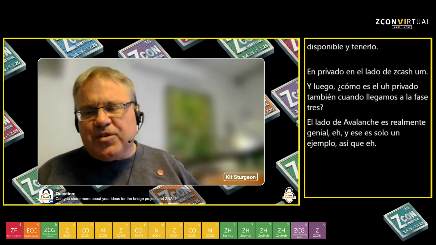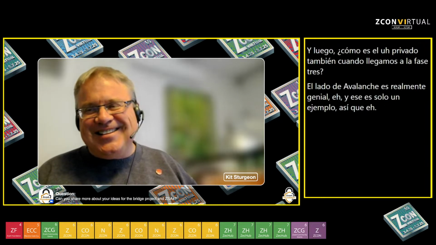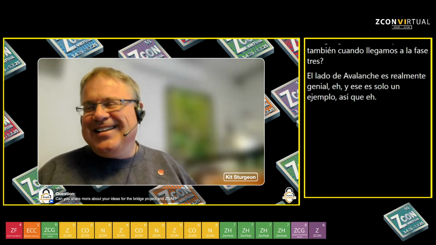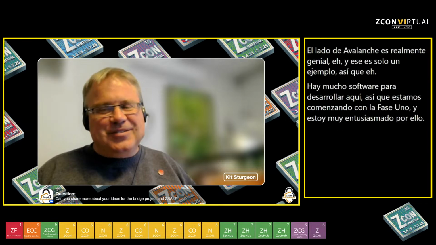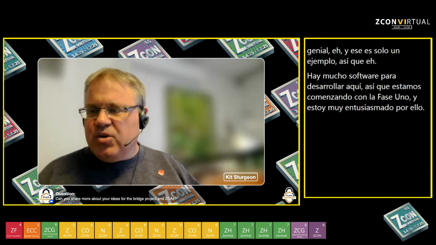There's a lot of software to build here. So we're starting with phase 1. I'm very excited about the basic use cases for phase 1, and really excited for this path. And again, ZSA is brand new.